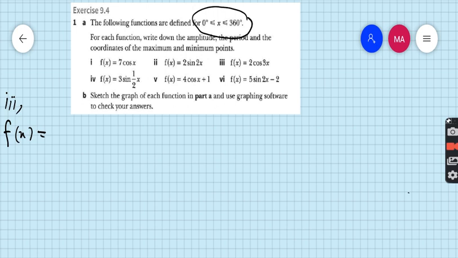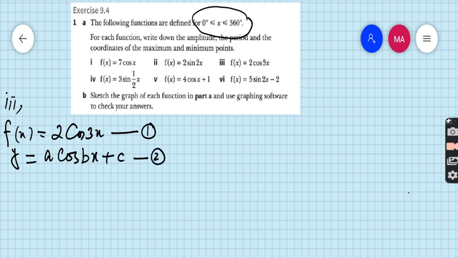f(x) is equal to 2 cos 3x. So first we have to write the general equation of cos, which is y is equal to a cos bx plus c. Assign the name equation number 1 and equation number 2. So if you compare the equations, you will get a, the amplitude, is 2, and what is the formula of the period? 360 degree upon b.